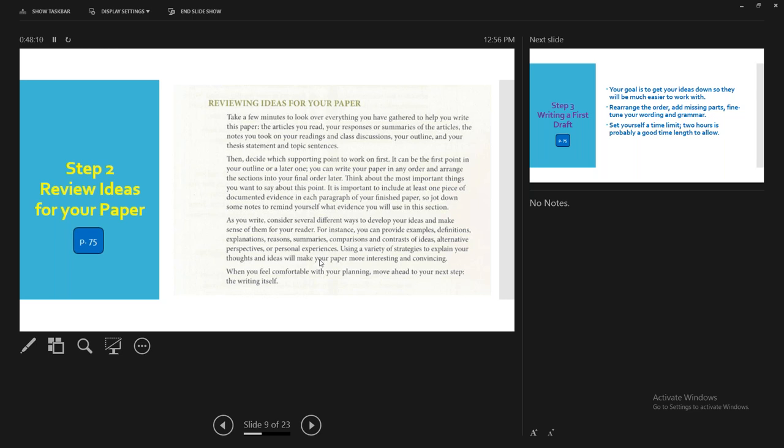Here, remember I said once you put the ideas in a certain sequence in your thesis statement, it would be better to follow the same sequence in the body paragraphs, in the writing, I mean. But here we are reviewing. So it can be the first point in your outline or a later one. You can write your paper in any order and arrange the sections into your final order later.